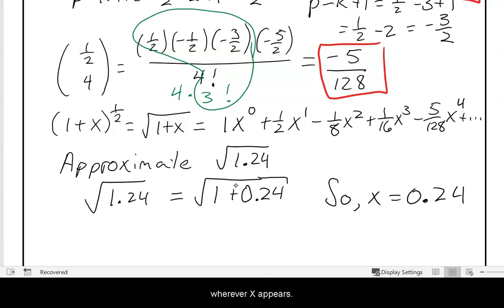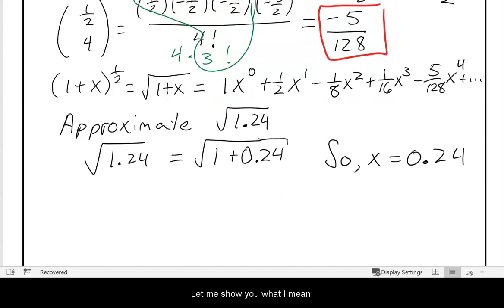Now, how can I get it to 3 decimal places of accuracy? It doesn't tell me which polynomial to use to approximate. If it said use the third, I would know that I would go out to the third. If it said use the fourth, I know I would go to the fourth. However, it didn't tell me. You'll know you have the right degree of accuracy when you add on another term and the first 3 decimal places do not change. That's how you know you have 3 decimal places of accuracy. Let me show you what I mean.